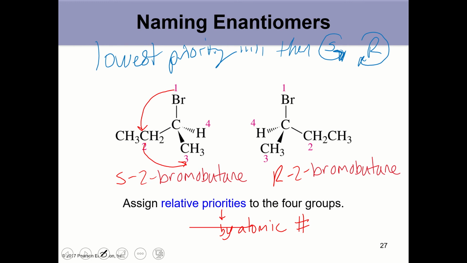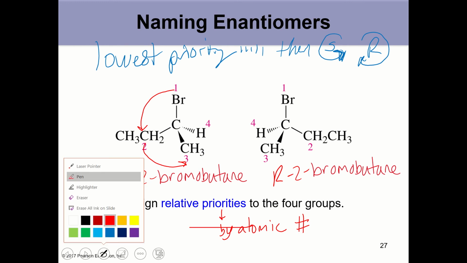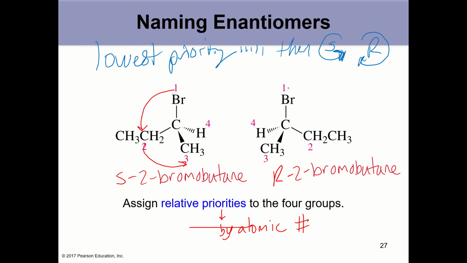The molecule on the right has the priority groups moving as follows. 1 to 2 is like going from 12 o'clock to 3 o'clock. And then we go from 3 o'clock to 6 o'clock, and so on. That is the clockwise direction. So this molecule on the right is R-2-bromobutane. And that is how we distinguish one enantiomer from the other.